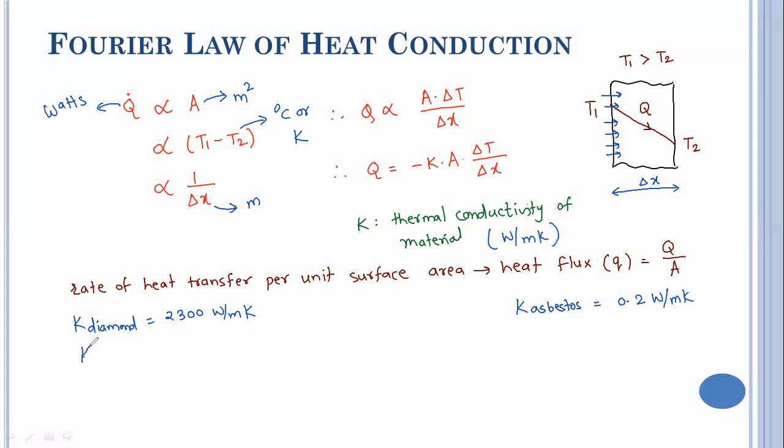Also, we will take one more example. Let's say copper. What is the thermal conductivity of copper? It is 385 watt per meter Kelvin. Then the thermal conductivity of glass is less, let's say 1.2 watt per meter Kelvin. Thermal conductivity of, let's say, air. So you can remember one or two values. Basically it tells you how easily the heat can flow.